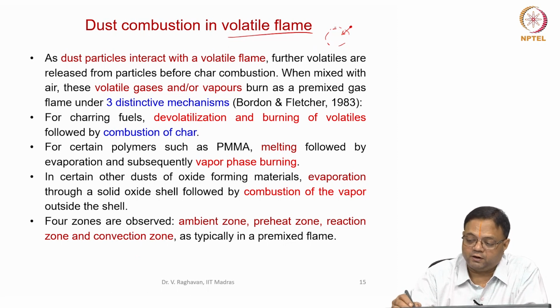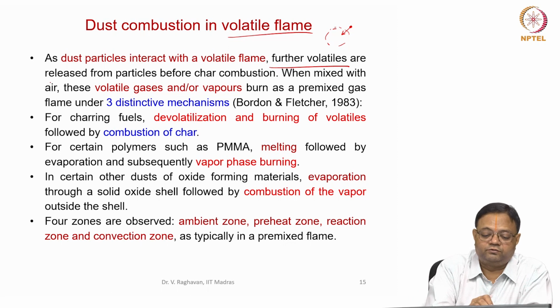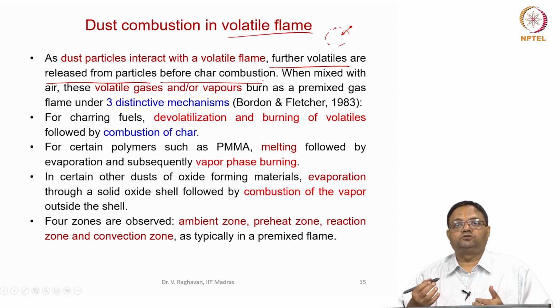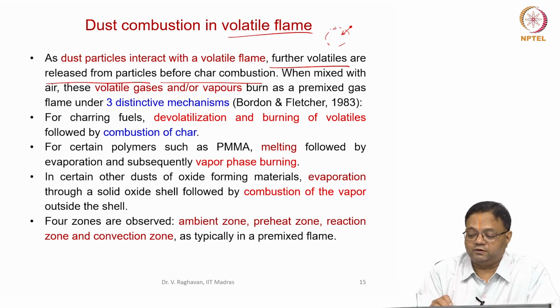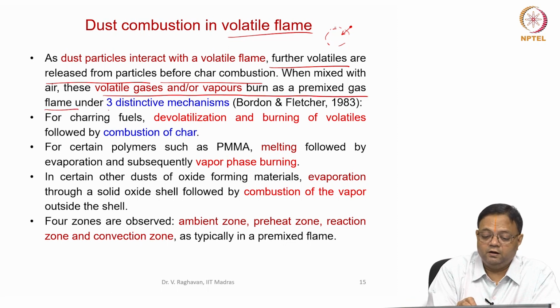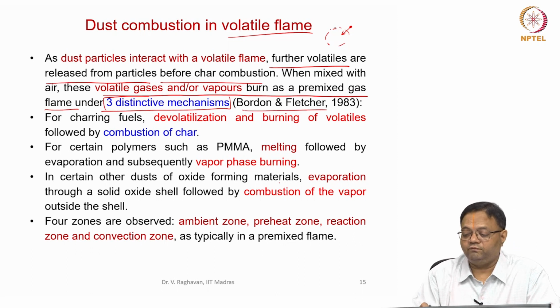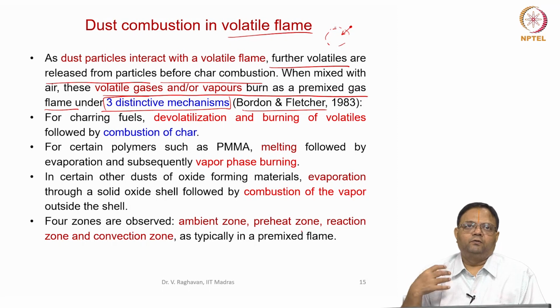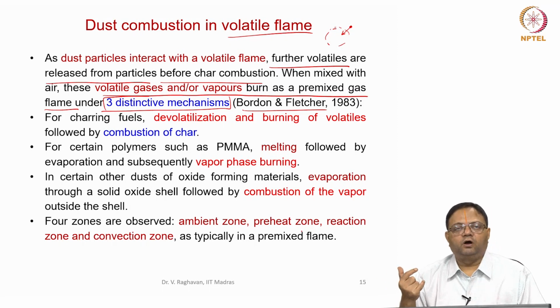As the dust particle passes through this, basically it gets heated up. Further volatiles are released from the particles, and char combustion can occur because of the heating of the char to the required temperature. When the further volatile gases mix with the air, the volatile gases can burn as a premix gas flame under three distinctive mechanisms, as reported by Borden and Fletcher. So basically it is very complicated. We can see a lot of regimes and understand different mechanisms in this because of the complexity.